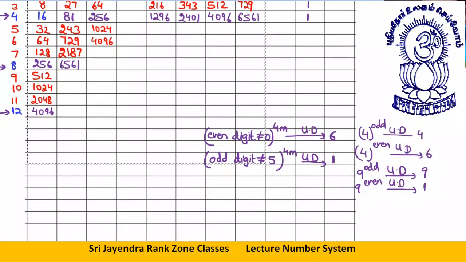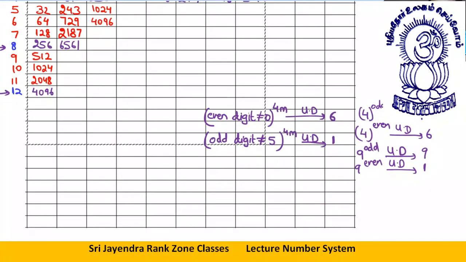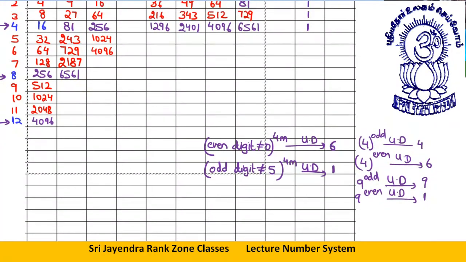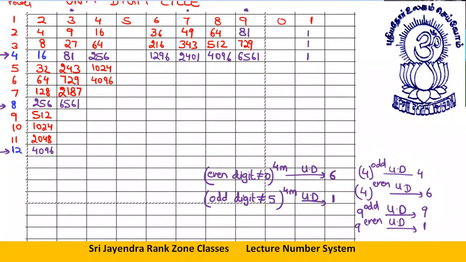These things must be clear to all of you. Next, just a small thing. Let me write it down first, then show you. 5 raised to any power will give you a 5. 25, 125, 3125. So what do we observe? 5 raised to any power will give you the same digit.